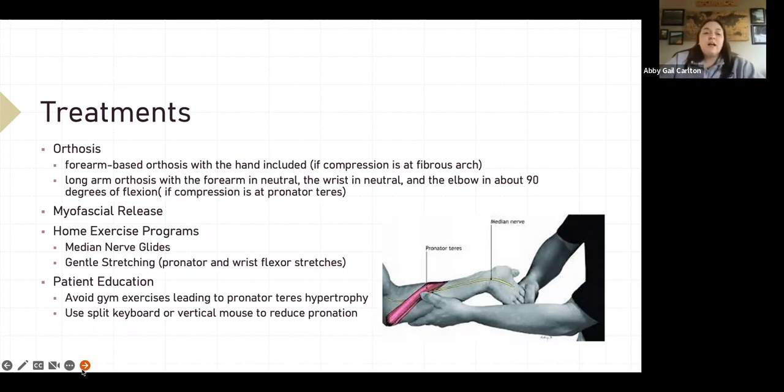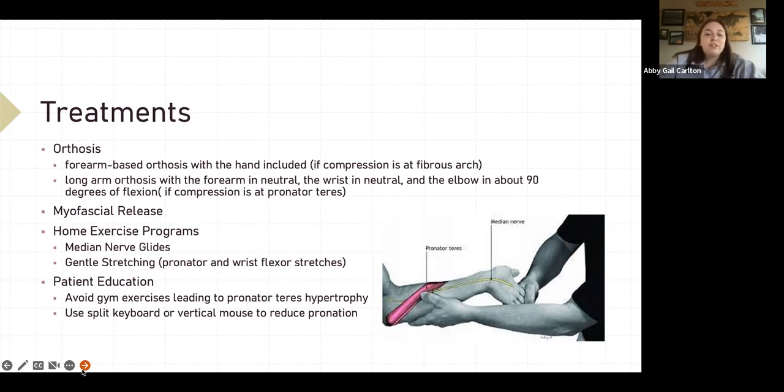Myofascial release can also be a helpful treatment, as it's going to release some of the pressure that the soft tissue, the muscle, is putting on the median nerve. Home exercise programs can also be a very useful treatment, including median nerve glides or gentle stretching of the pronator and wrist flexor stretches.